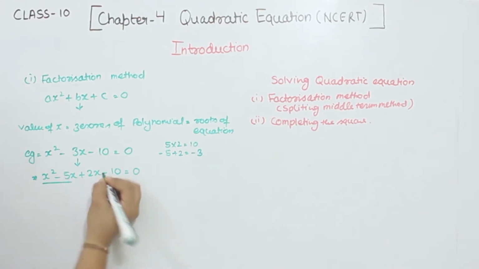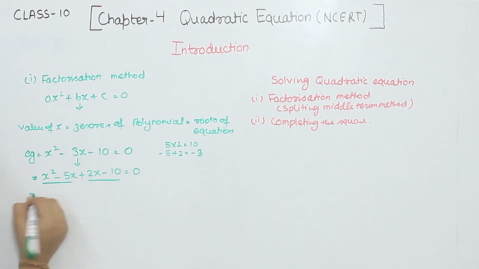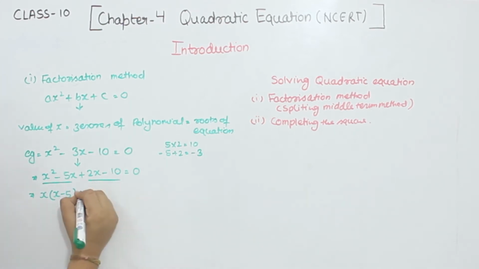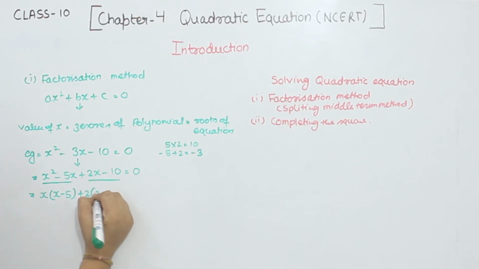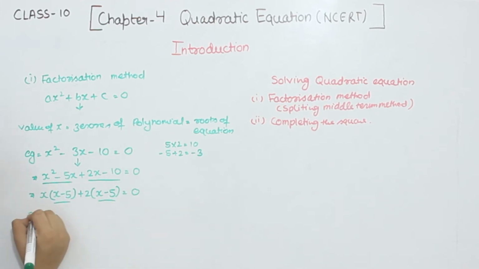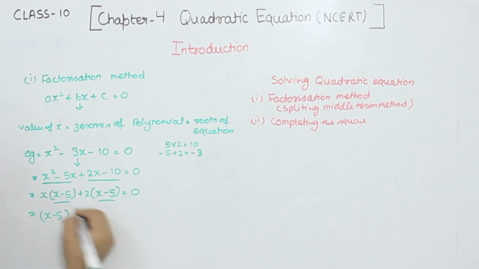Now we are going to take these two terms together and these two together. First we take x common from the first two terms. Inside the bracket we have x minus 5. Now here we take 2 as common. In the bracket we have x, and 2 fives are 10, so this is the same, x minus 5. So this is the first factor. Now the second one is x plus 2. So this is the second factor.